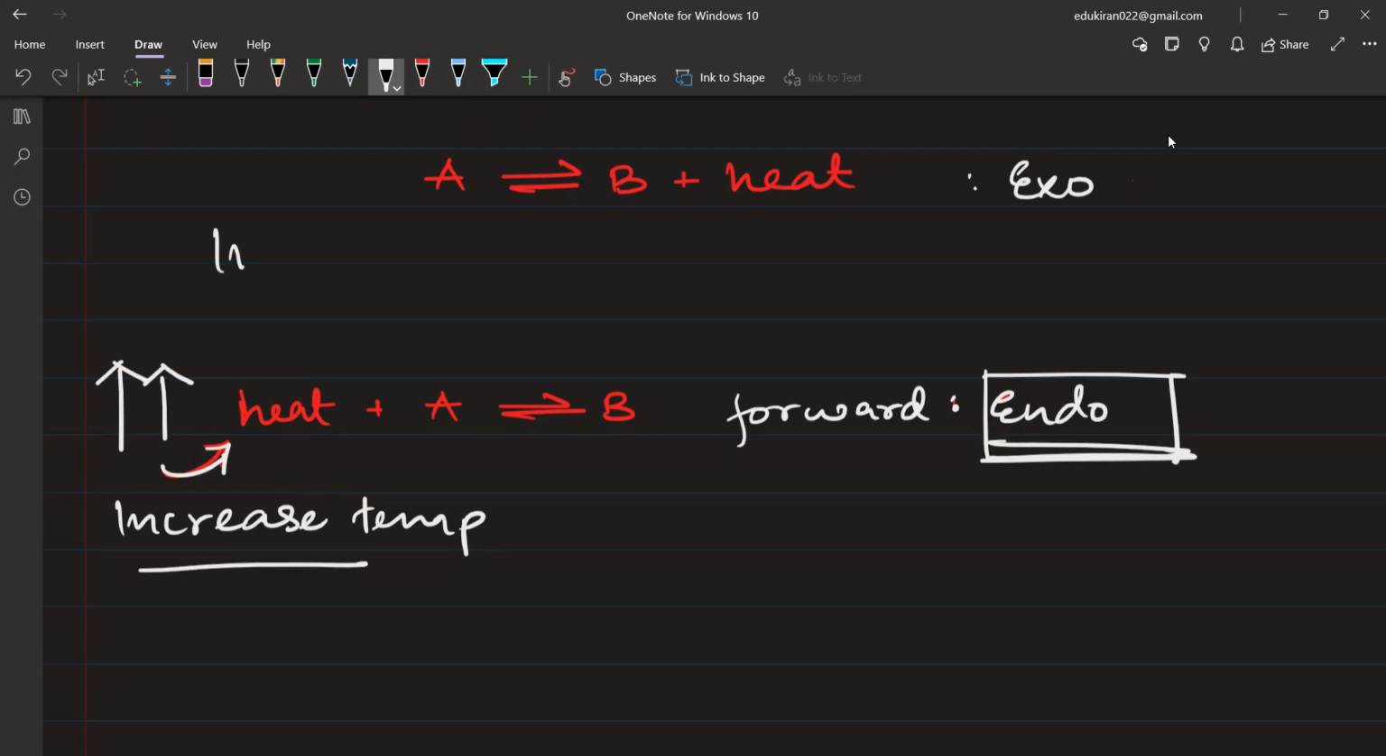And similarly, if you increase temperature in an exothermic process, तब क्या हो रहा है? Heat कहाँ पे increase कर रहा है? It is increasing in the product side. So that is why the reaction will be what? Backward. Clear है? Yes or no? Please tell me.